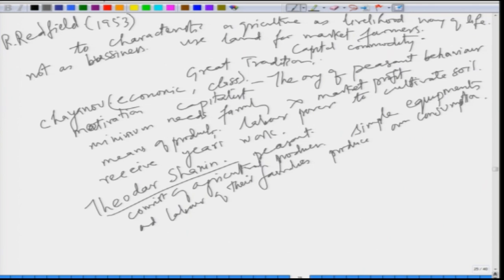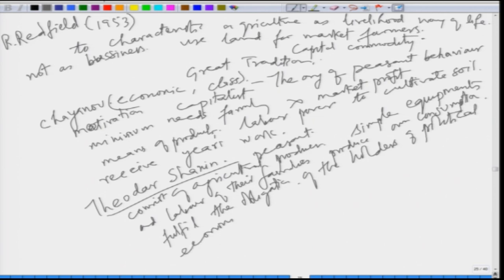But he is also trying to speak about the question of surplus, which he tries to see in terms of their own consumption as well as to fulfill the obligations of the holders of the political and economic power. I think this is how we try to understand peasantry in terms of the utilization of the produce, basically meant for the obligations to the economic and political holders of power. So they use the produce basically for the obligation also, which is seen in terms of surplus.